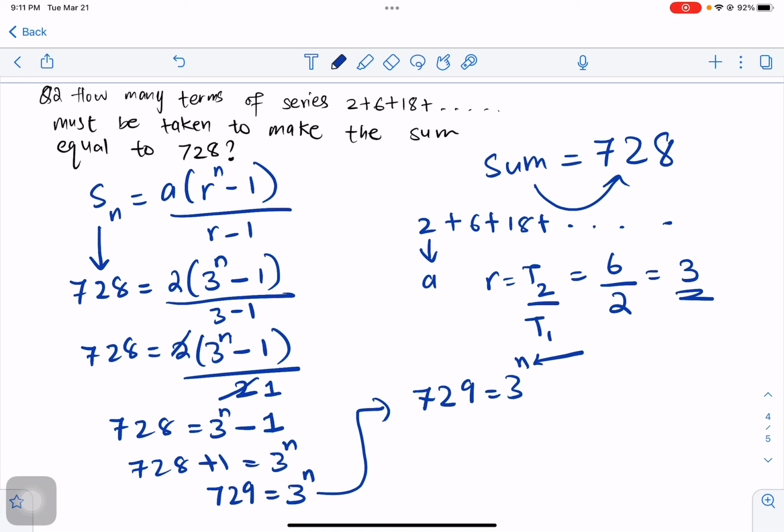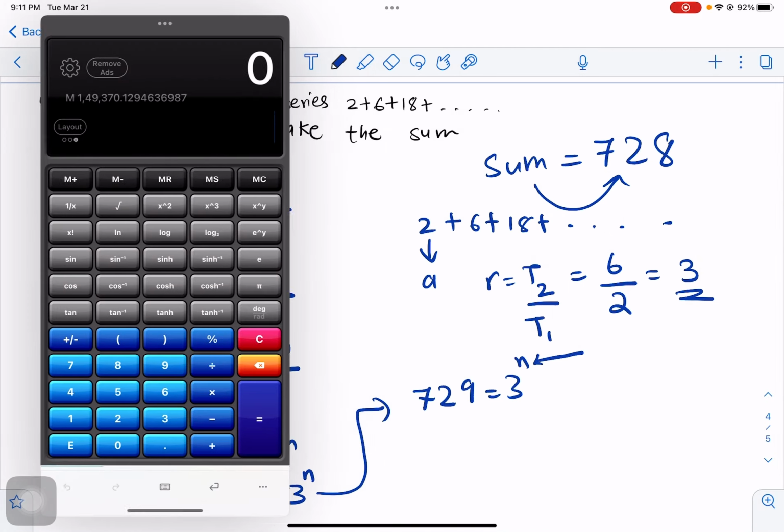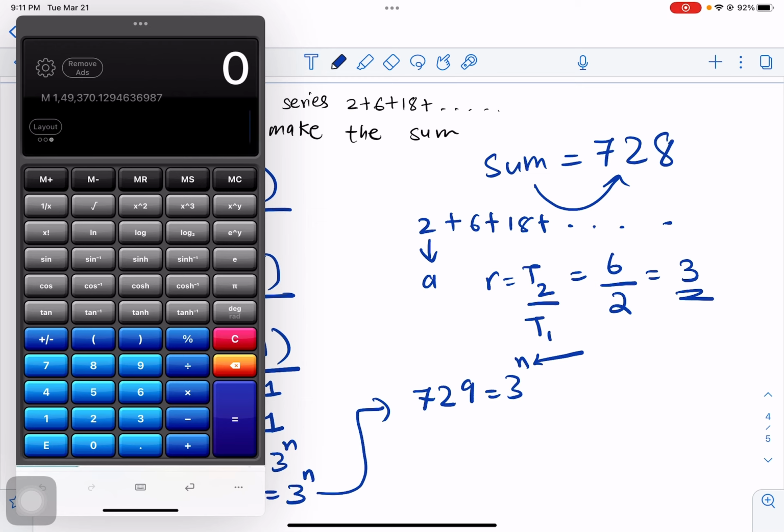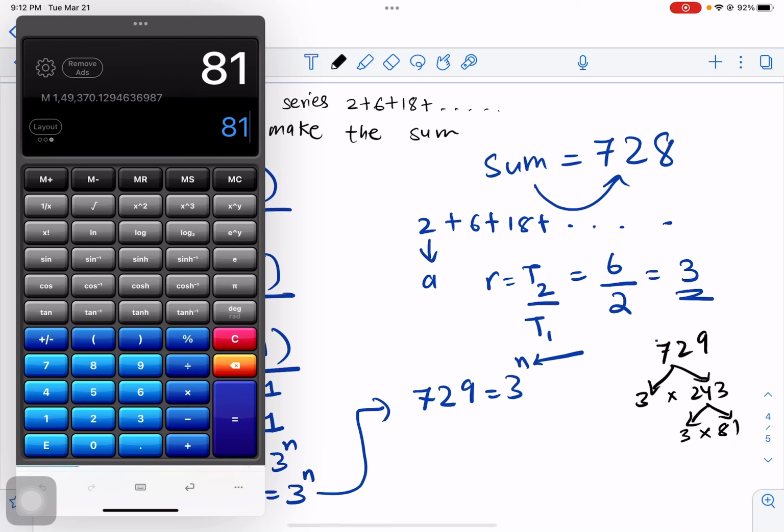However, you see that on your left hand side you have 729. So how to make 729 in the base of 3? You try to break it down. Okay, so you have 729. If I try to divide it by 3, I'm getting 243. So 3 times 243 is 729. 243, try to break down, divided by 3, I'm getting 81. So 3 times 81, then we know that 81 we get from multiplying 9 times 9.